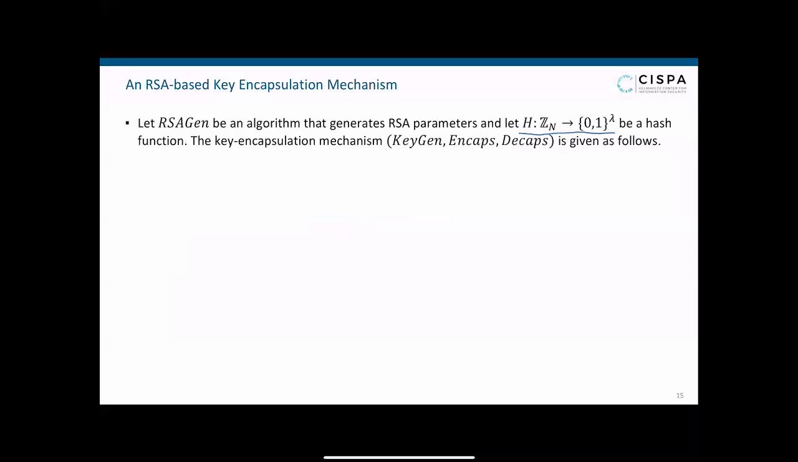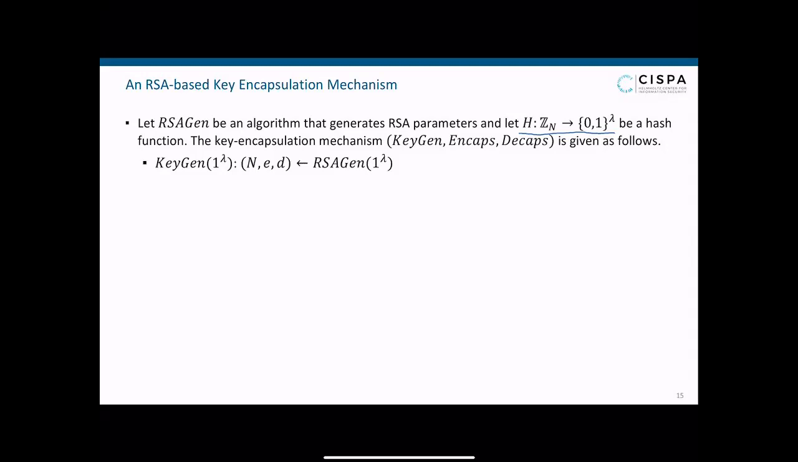Good. So we have our textbook RSA keygen algorithm and a hash function which maps modular integers in Zn to binary strings of length security parameter. And now our key encapsulation mechanism, keygen, encaps, decaps, works as follows. So keygen is super simple. It just runs the RSA gen algorithm. So you get N, E, and D, where E is chosen random, and D is such that E times D is congruent 1 modulo phi of N.